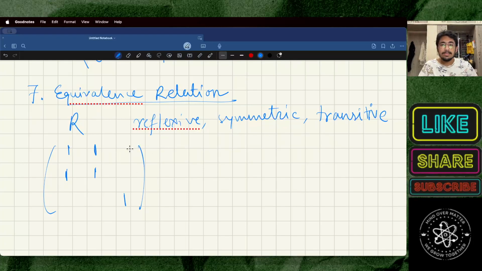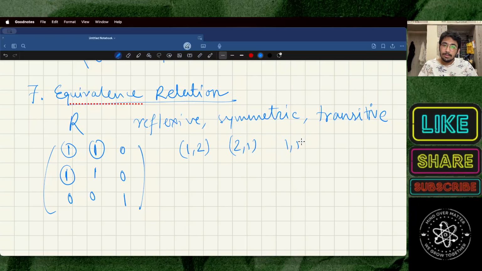So look, this is a transitive matrix because here 1 is related to 1, 1 is related to 2, and 2 is also related to 1. That means 1 is related to 1 also. So yeah, this signifies a transitive matrix also. Because 1 is related to 2 and 2 is related to 1, and 1 is also related to 1, so it's transitive, right?